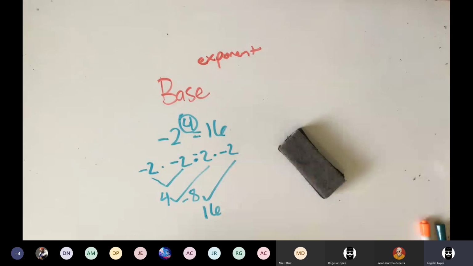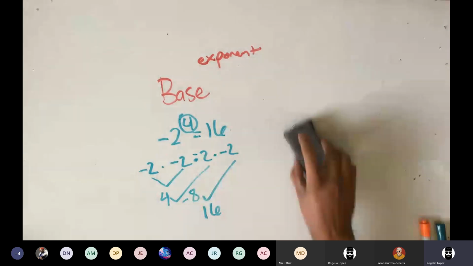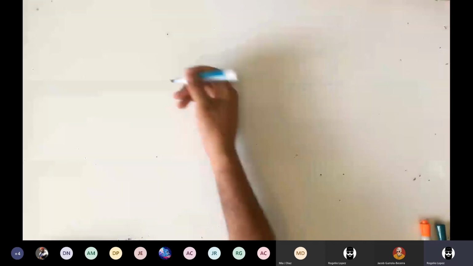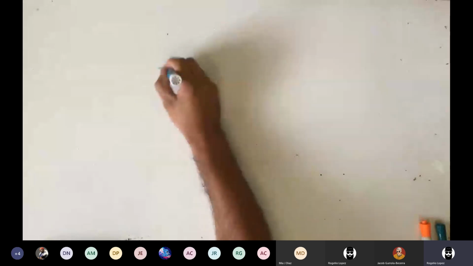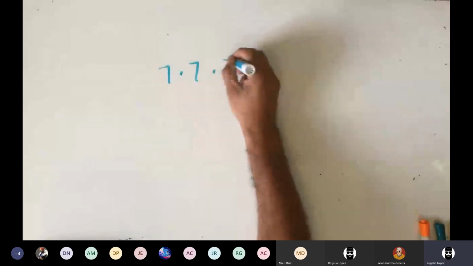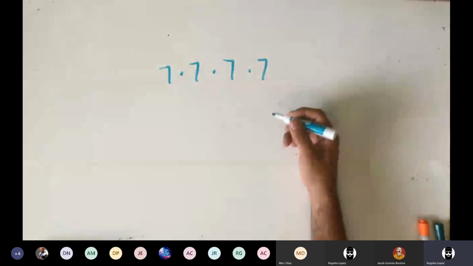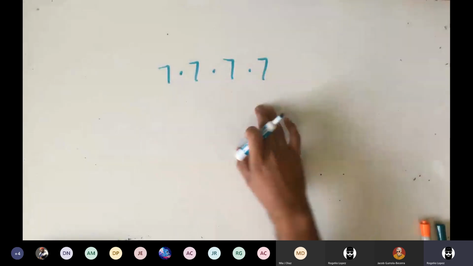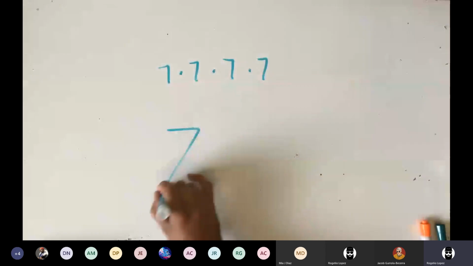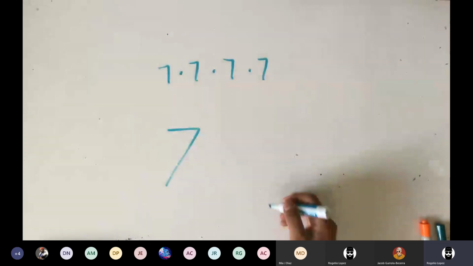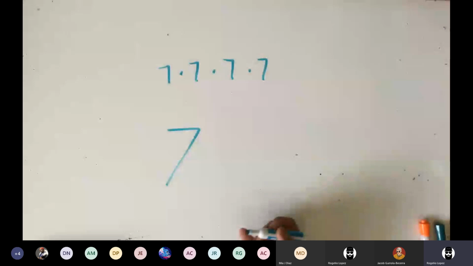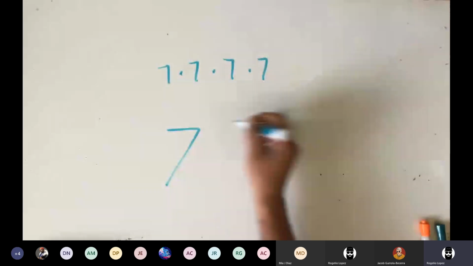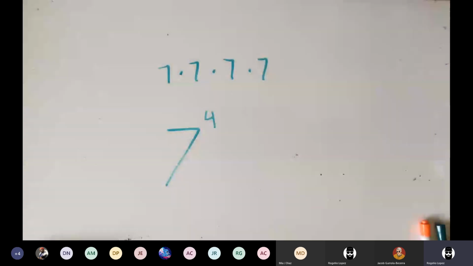This is called expanded form because we expanded it. So sometimes you have to go backwards. You have to go from expanded form to exponent form. So say I had 7 times 7 times 7 times 7. So I have 4 7s. I can count 1, 2, 3, and 4. Remember, these are my factors. So that is my base. That is my big number. My exponent is how many factors I have. Because I can count 1, 2, 3, 4. I have 4, and I'm done.